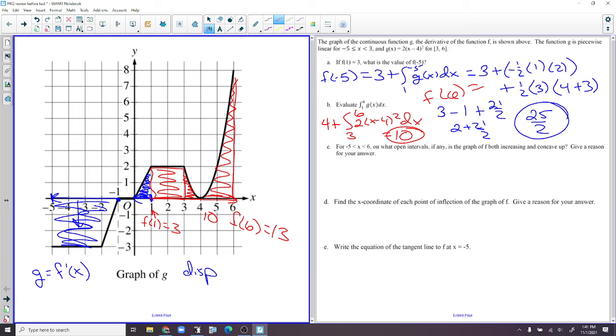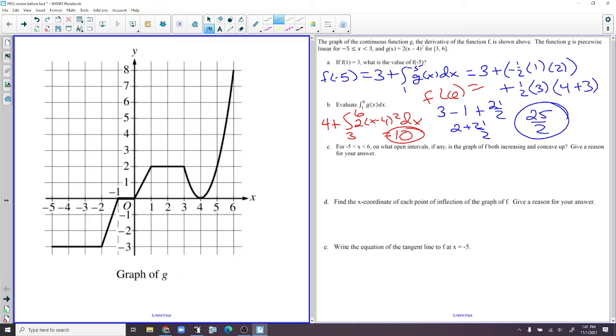For -5 to 6, on what open intervals, if any, is the graph of f both increasing and concave up? Remember, this is the graph of f prime. Let's get rid of that. So where is f increasing? Zero to 6, why? What's positive? G's positive, right? Or f prime's positive. So f must be increasing on 0 to 6.